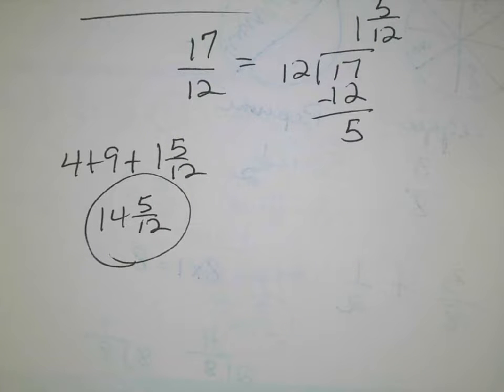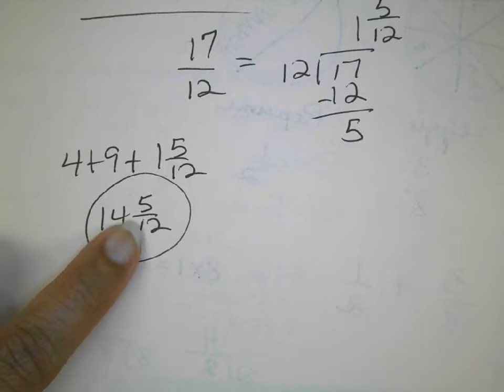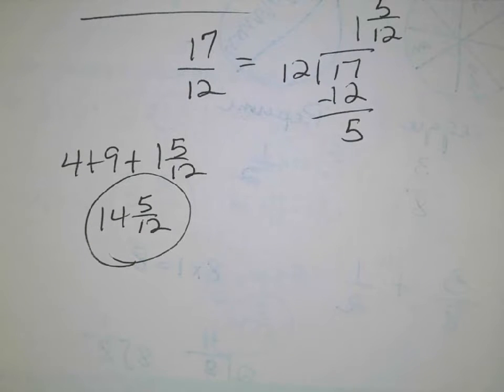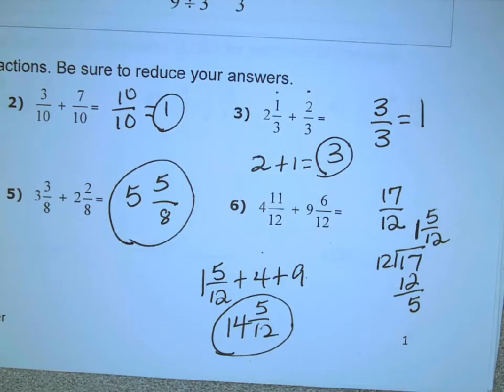You have to realize when you're finished reducing your fraction. The only factor that's going to go into both 5 and 12 is 1. So I know I'm done. I can draw my stop sign and I'm done. Okay, let's do some more. You guys will get the hang of it.